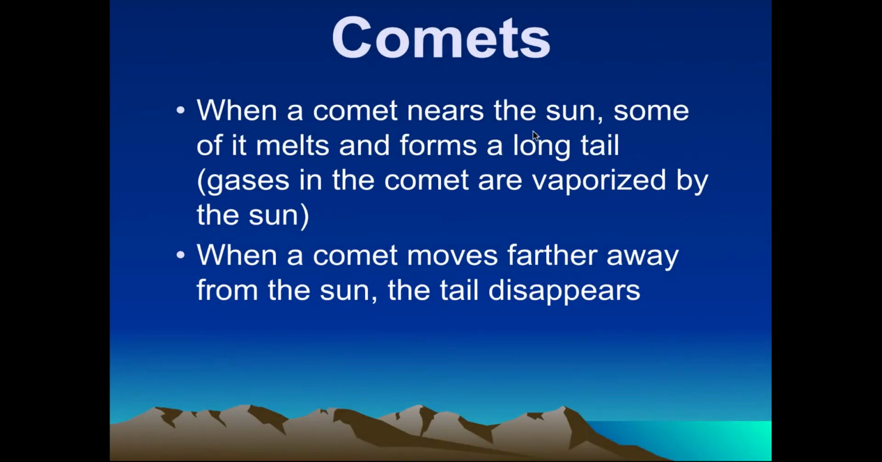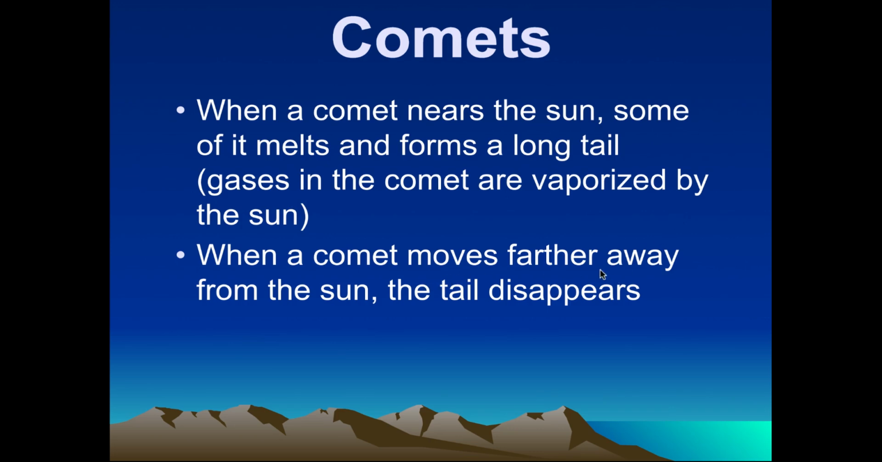When they come near the sun, some of it melts. So remember, some of that comet is made out of ice. So it's really cold, but the sun is really hot. So the sun will melt some of that ice. And then when that happens, it forms a long tail because the gases in that comet are vaporized by the sun. So remember, there's liquid, there would be water, there's solid water in terms of ice, but there were gases like methane and ammonia. And so they are actually vaporized by the sun. And that's why you see a tail forming from a comet.